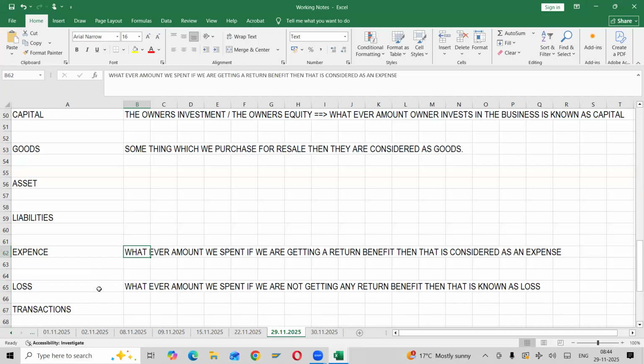So, simple difference between your expense and loss. Clear, Naveen?